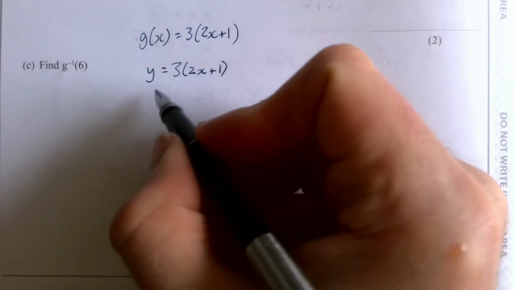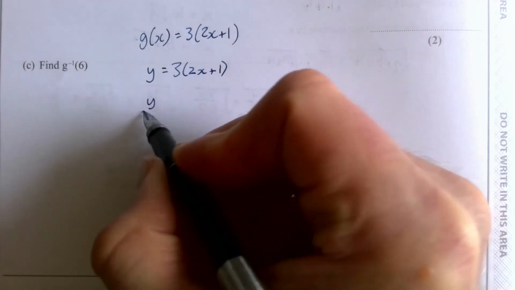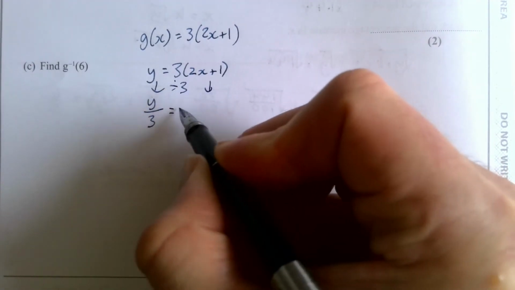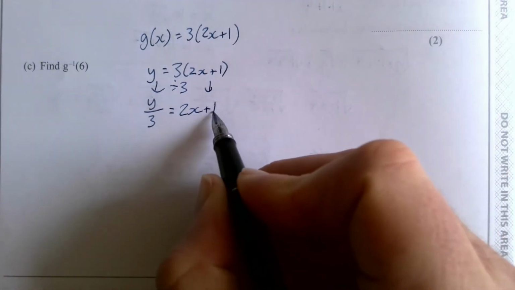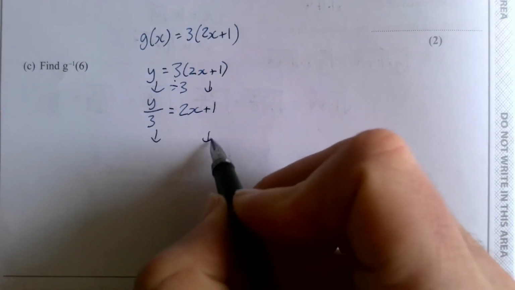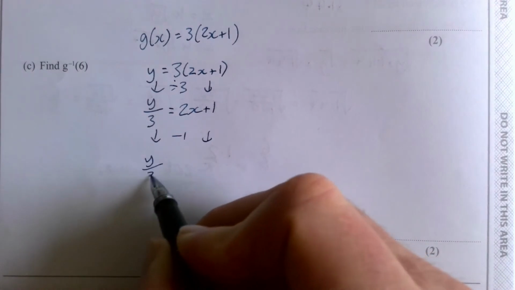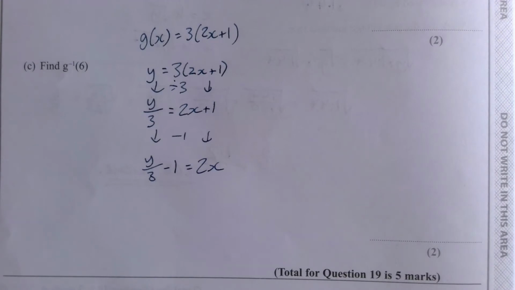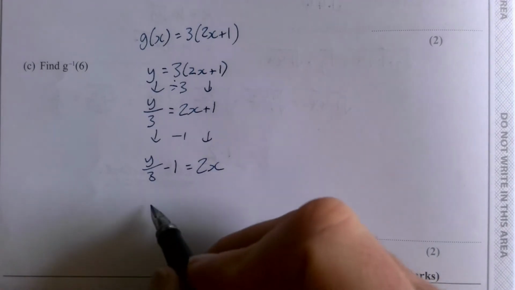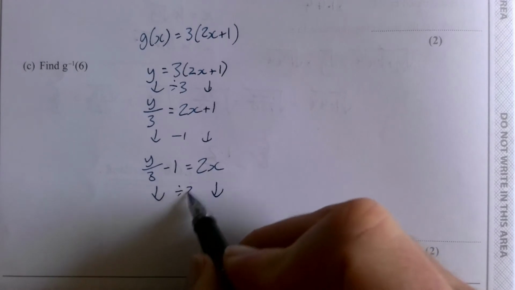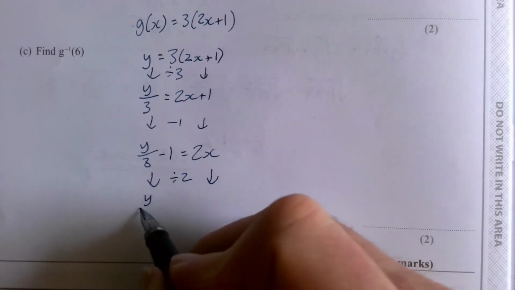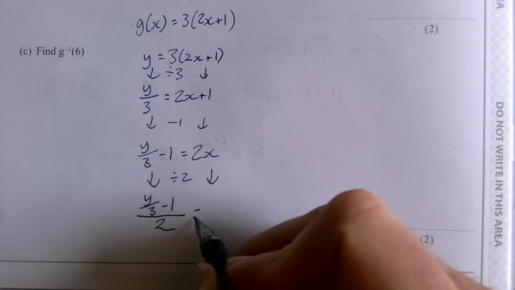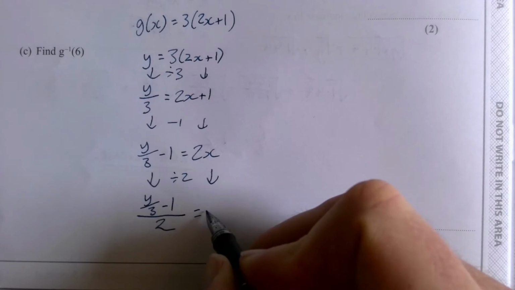So if I divide both sides by 3, I get y over 3 equals 2x plus 1. Then if I take 1 from both sides, and I'm just not trying to be too clever and do too much at once, just think about it as we go. y over 3, take 1. Then what would I do? I would divide by 2. So this is going to look a little bit weird, but you can actually have a fraction inside a fraction. I'll put a big fraction line underneath it all. Is going to equal x.